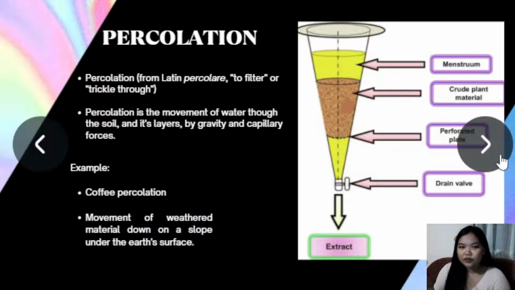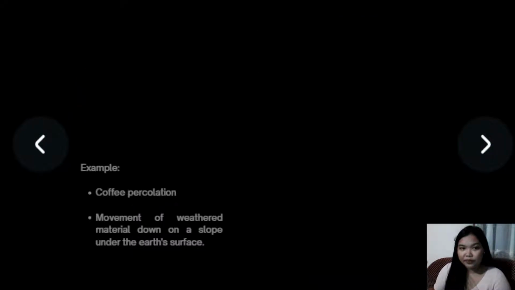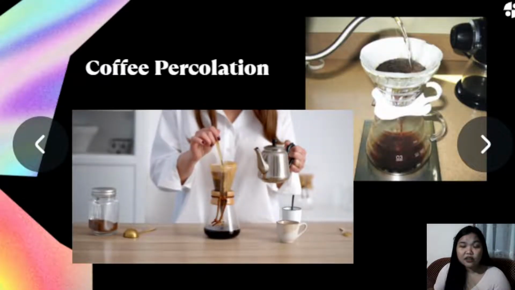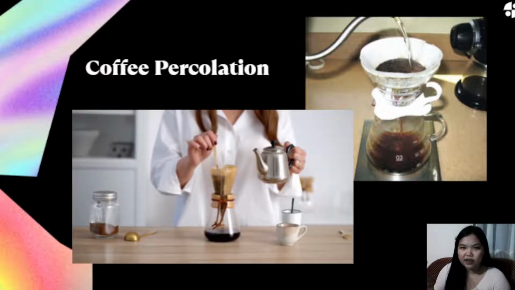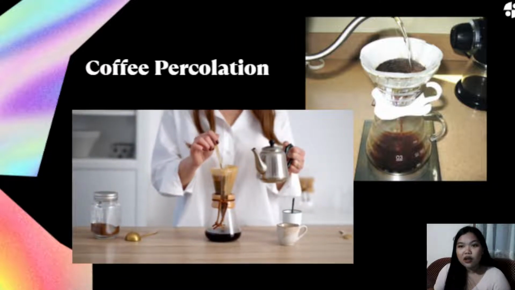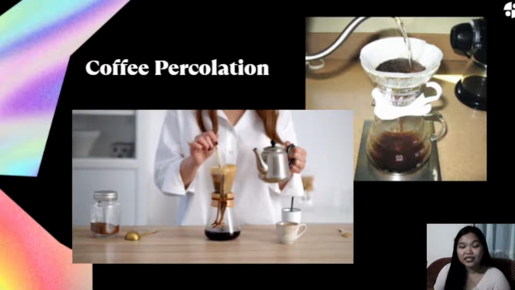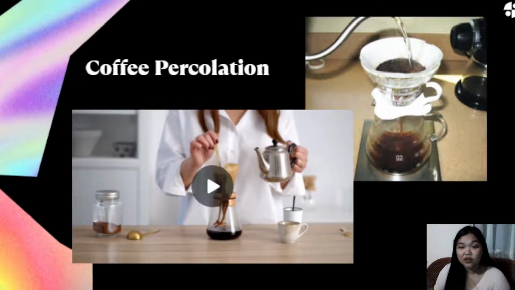One example of this is coffee percolation, where the solvent is the water and the permeable substance is the coffee grounds, and the soluble constituents are the chemical compounds that give the coffee its color, taste, and aroma.